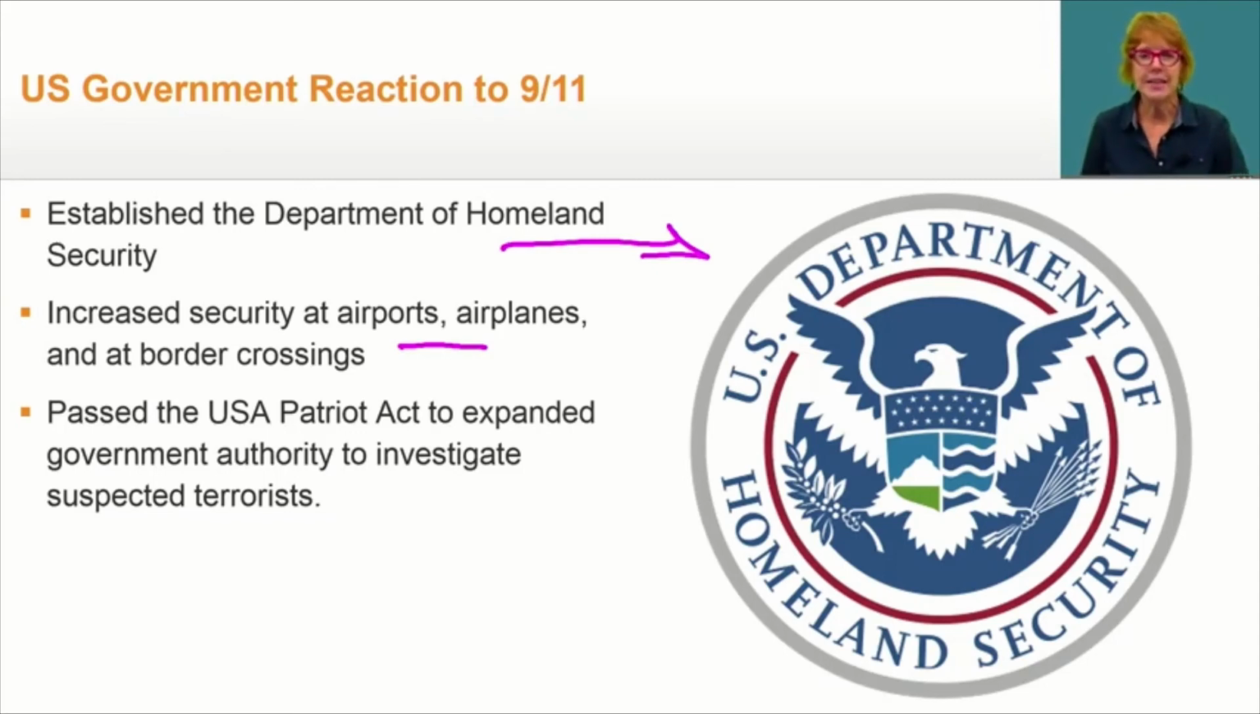So, your big idea here is that the 9/11 attacks resulted in measures to increase security at home and to eliminate threats to the United States from abroad. Now, let's take a moment to review some key words from the lesson.